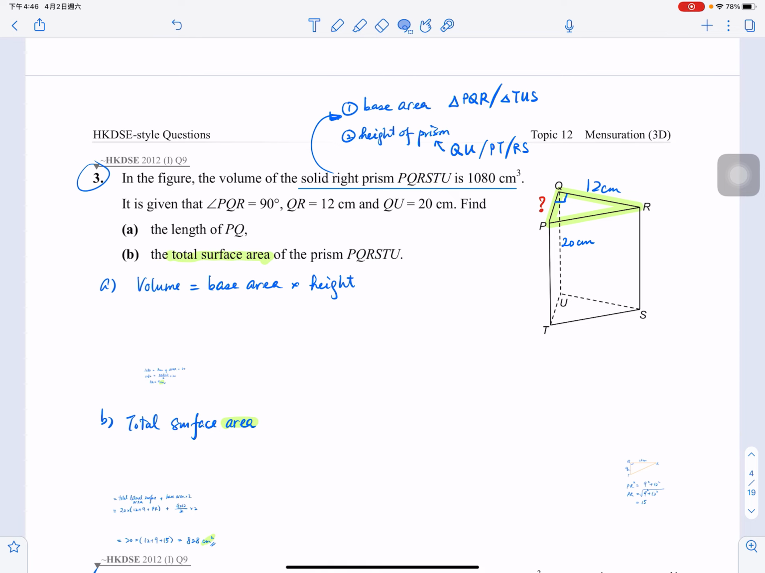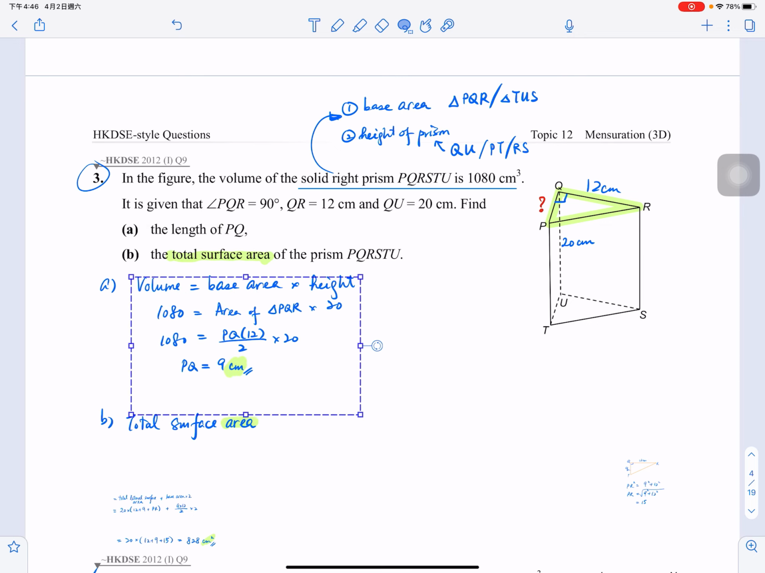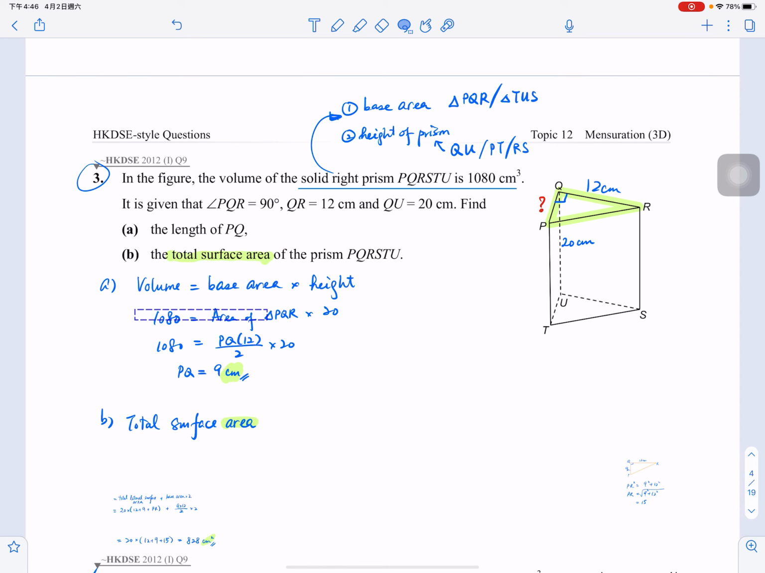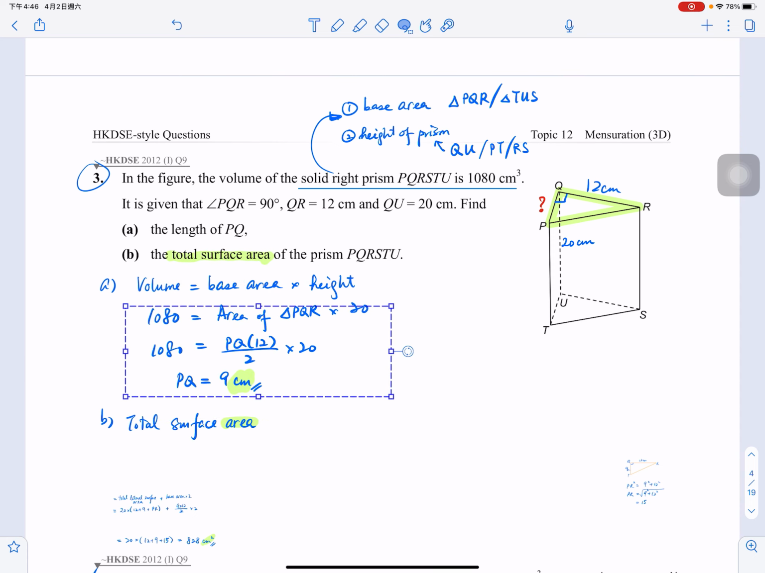So now the base area is the area of a triangle. So very easy, 1,800, right? No, 1,080, sorry. 1,080 equals area of triangle PQR times 20, okay? So this area is PQ times 12 over 2, because these two are the base and the height of a triangle. This is the height of the prism, so times 20. Keep it: area of triangle, PQ times 12 over 2.